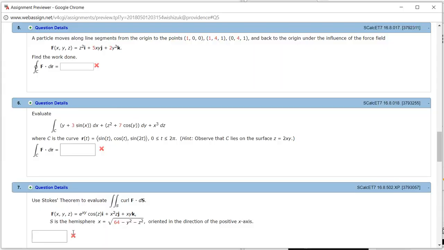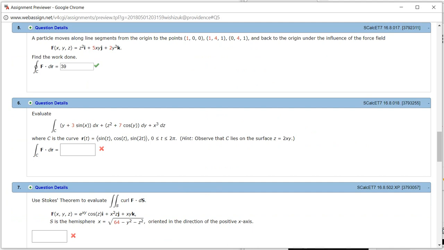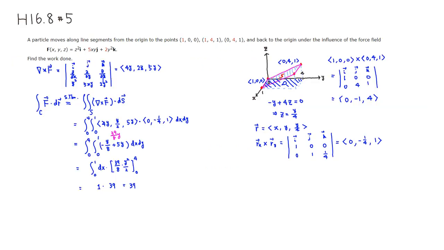So let's type it in. All right, the answer we got was 39. Let's check the answer. I came back and it looks like we got this one correctly. That's it. I hope that this was clear.